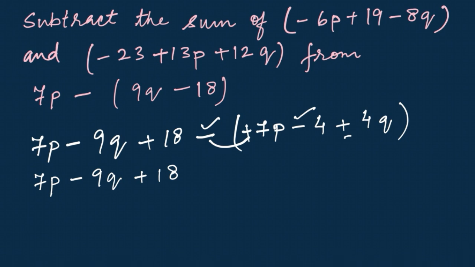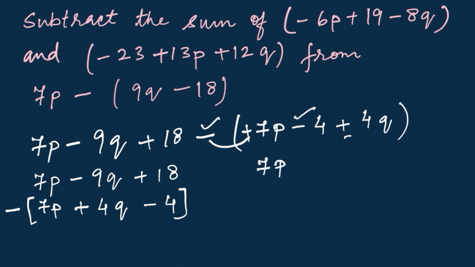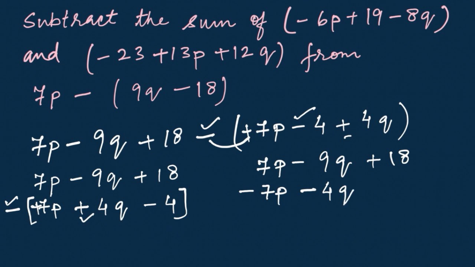This can be written one below the other. It can be written as minus, in brackets you have 7p plus 4q minus 4. Now when you open the bracket, the sign will change. So this becomes 7p minus 9q plus 18. Change the sign. Here it is plus, so when you open the bracket, it becomes minus 7p. Then minus into plus is minus, so minus 4q. Then minus into minus is plus, so plus 4.